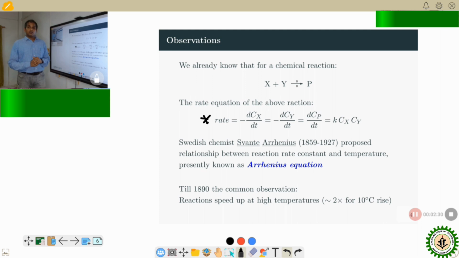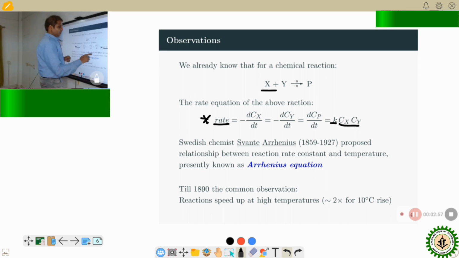The rate of a reaction, in this case, depends on two factors. One is the concentration of the material itself, the reactant. Another is the rate constant. So what does it mean? If I want to tune the rate of a reaction, we can do two things. One is we can change the concentration, and that way control the rate. Also, we can change the rate constant.